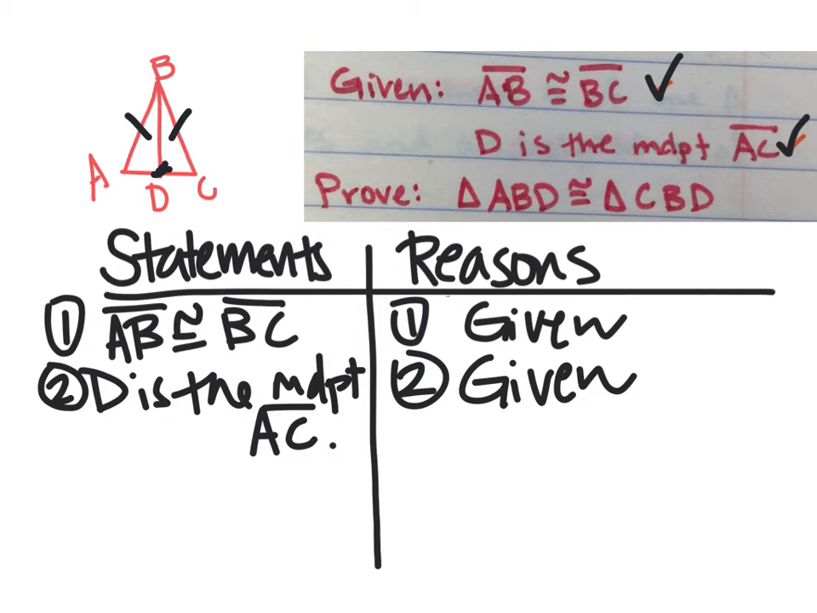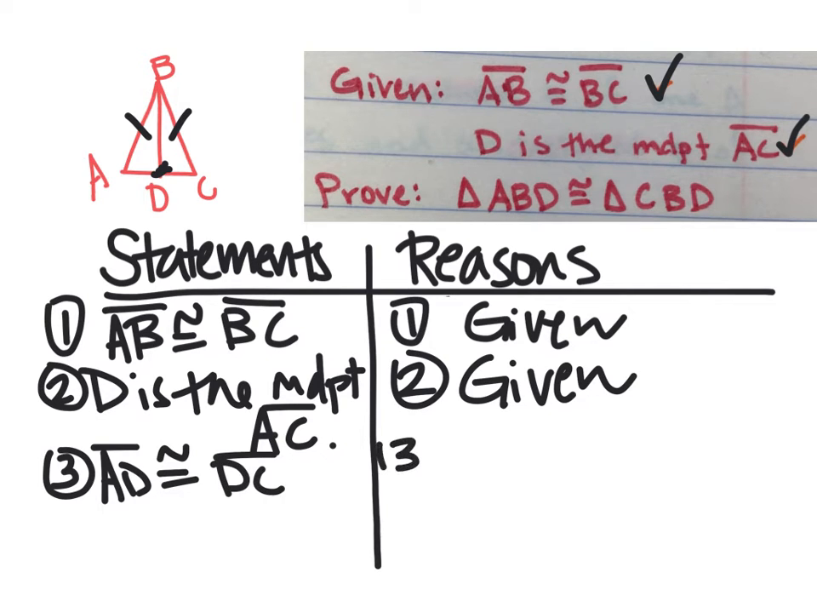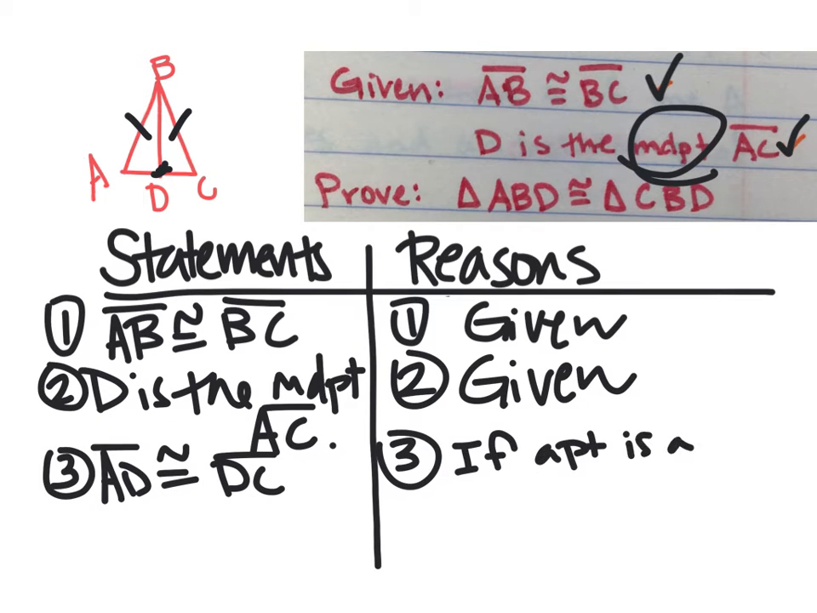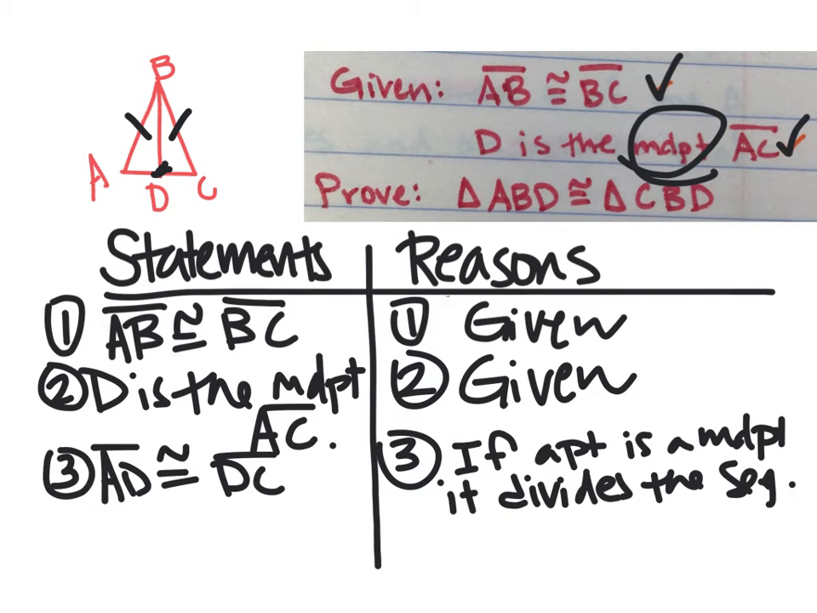Now, the fact that D is the midpoint tells me that AD and DC are congruent. So I'm going to say that specific piece of information, that AD is congruent to DC. Okay, well, how do I know that? The reason I know that is because of this piece right here. D is the midpoint. So if a point is a midpoint, it divides the segment into 2 congruent segments.